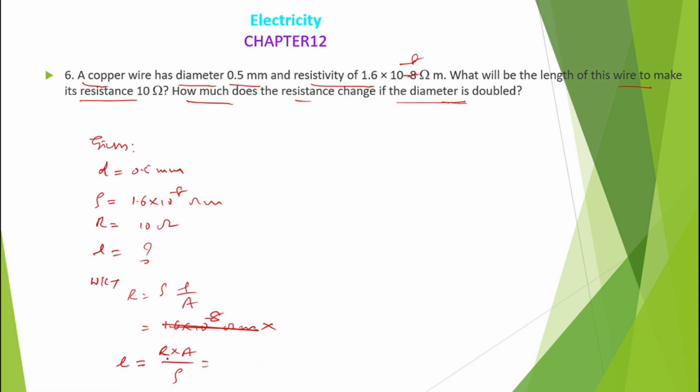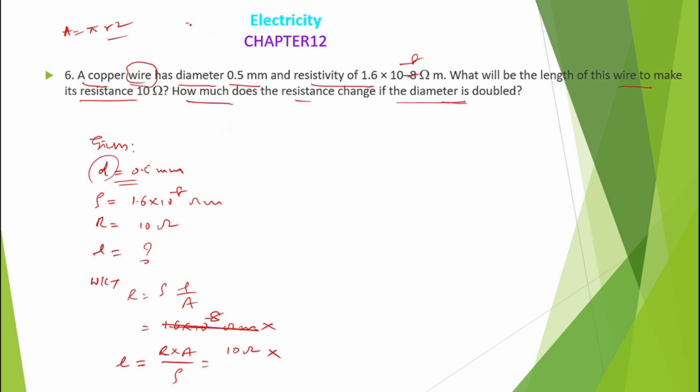So R he has given 10 ohm. A, he has not given. But here just you see it is a wire. Wire means it is cylindrical or circular, so for that you will get an answer in mathematics. So that means A is equal to pi R square. Here he has given D, diameter, but here it is radius.